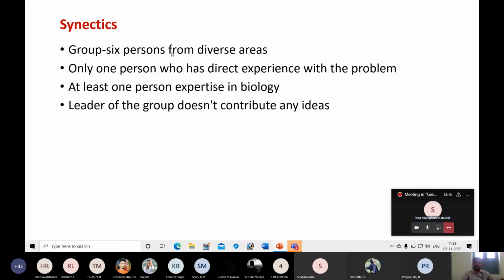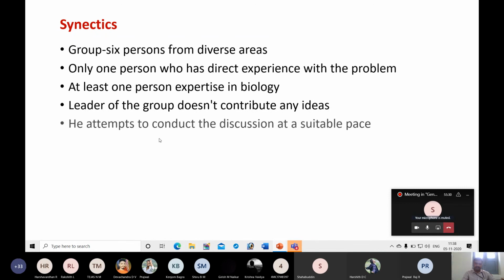Out of 6, one will have direct experience with the problem, one will be an expert in the field of biology, and another is the leader of the group, the one who is leading the team. He doesn't come up with any ideas. He attempts to conduct the discussion at a suitable pace. That means if someone is dominating the discussion, he will control that person. That is the role of the leader. He attempts to conduct the discussion at a suitable pace and without allowing anyone to dominate.